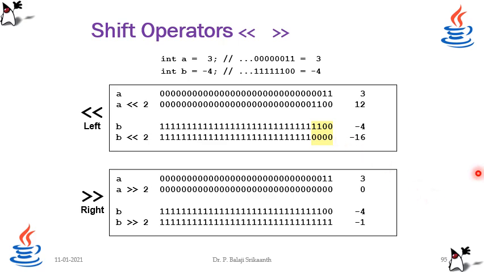And when it comes to right shift, it is different. When I shift the last 2 digits to the right, there are no more digits, so they are discarded. As far as this negative number is concerned, what is here? At the leftmost end you have only 1, since it is negative. Therefore, from the left end we keep on pumping ones.